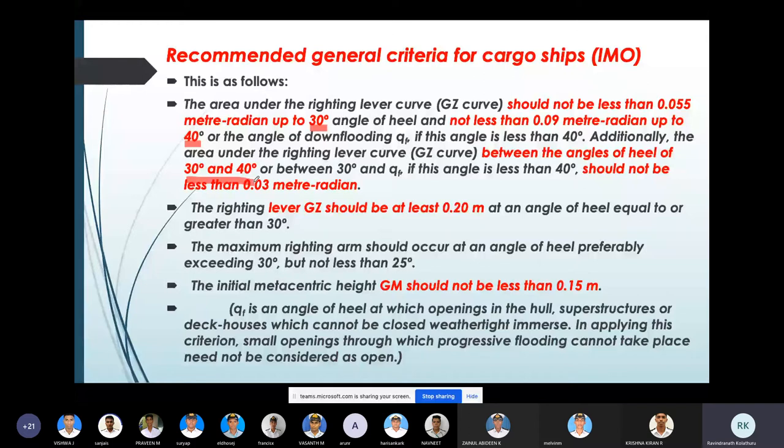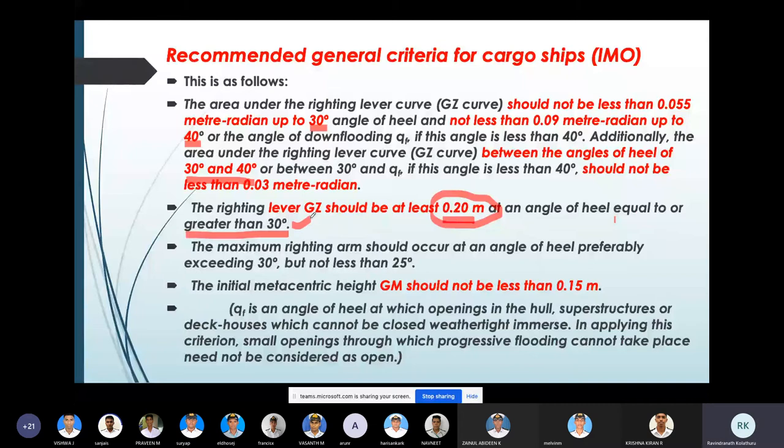The next criteria is the righting lever GZ should be at least 0.20 meters at an angle of heel equal to or greater than 30 degrees. So your righting lever GZ value they have given to you as 0.20 meters. But again, this 0.20 meters has to be at an angle of heel equal to or greater than 30 degrees. So it should be at least 30 degrees.